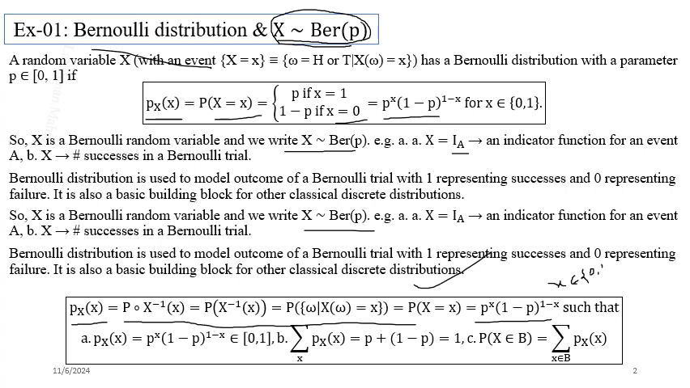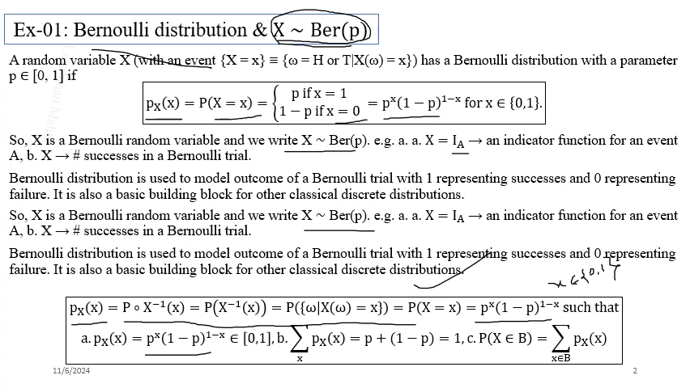Can you verify that this probability mass function satisfies the three properties? Here p of x is written as p to the power x into 1 minus p to the power 1 minus x. Whatever x you take, this value will always be between 0 and 1. Why? Because p is the probability of success, and that value of p is between 0 and 1. Hence this corresponding product is also between 0 and 1, including 0 and 1. If p equals 0, what would this be? 0. If p equals 1, what would this be? 1.